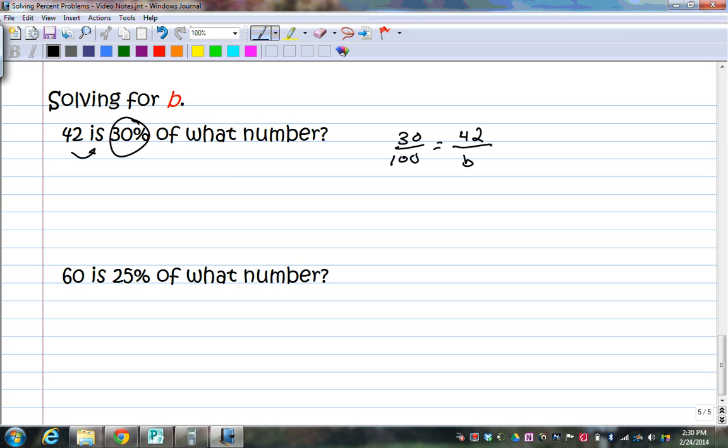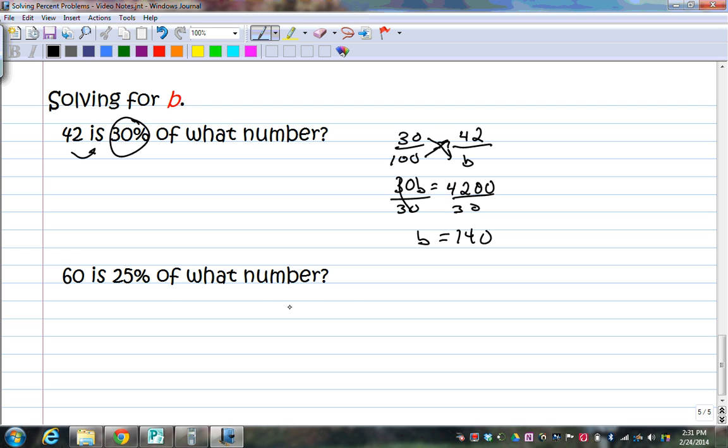So our rules, again, say I can multiply the 42 and 100 and divide by 30 in my calculator, and I'll get it right away. But I'm going to show you setting up the proportion, and after you set the proportion, doing the equation. I have 30b is equal to 4,200. Divide both sides by 30, and b is equal to 140. Try the next one on your own.